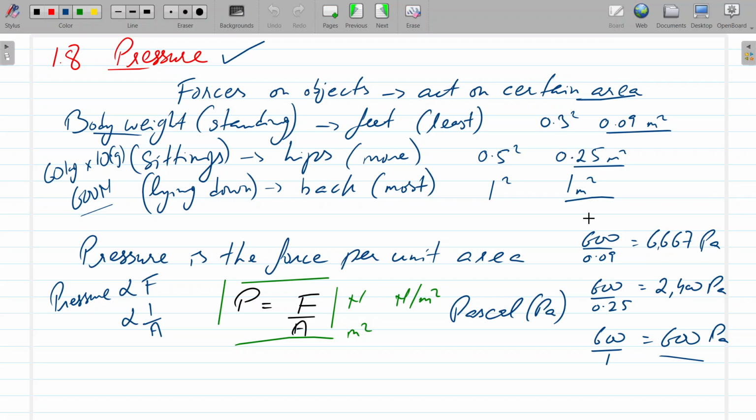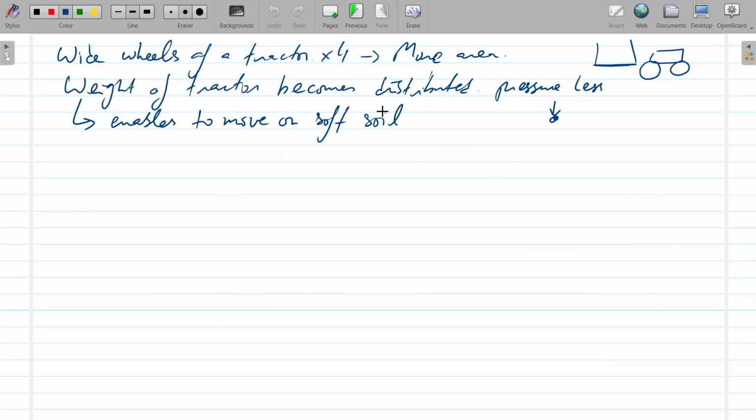Why? Because when you're standing and walking, with each step, with each foot, you're applying that much pressure, and so at one point there's more force, and so your feet are sinking into the sand, as opposed to when you are sitting or lying down. So that is the general concept. Does that make sense?